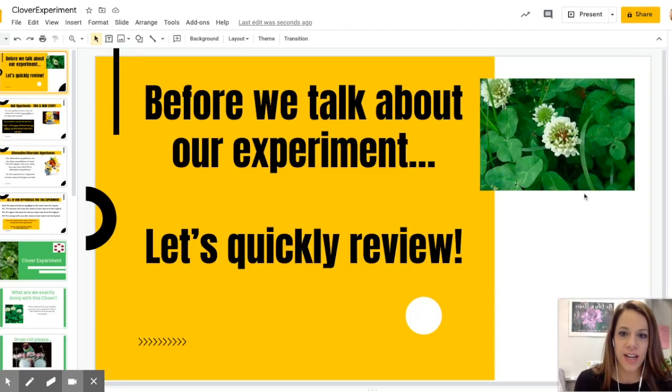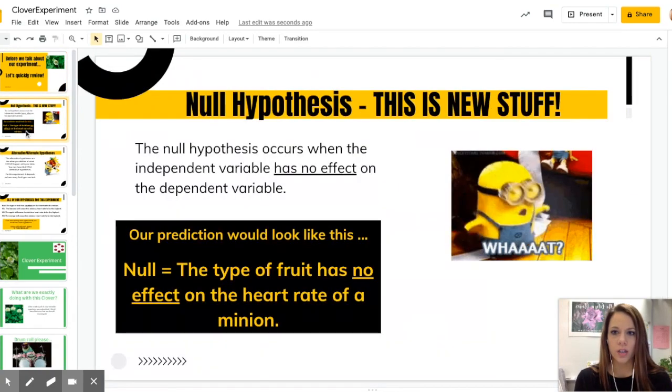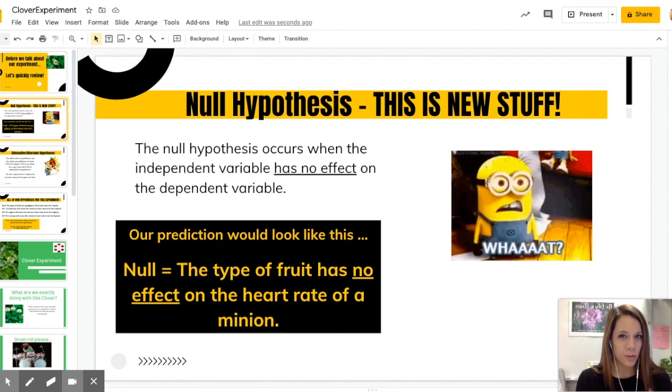Everybody. Today we are talking about our Clover experiment. So we are going to go through a little bit about what we're doing our experiment on and start thinking about our hypotheses for this experiment. Before I go into that though, I want to do a little review. I know we just got done doing this in our Google Meet, but I just want to again review the different types of hypotheses that you can have.